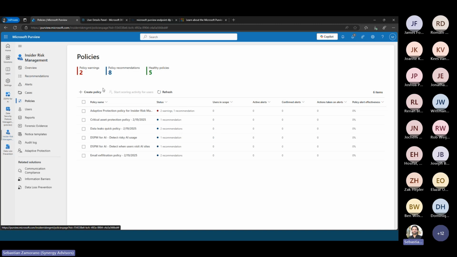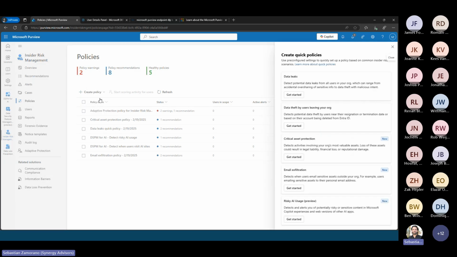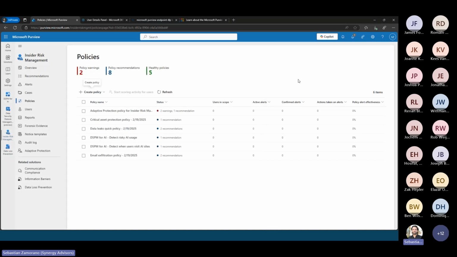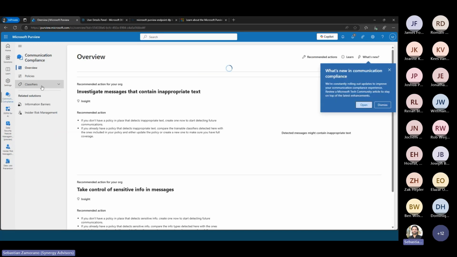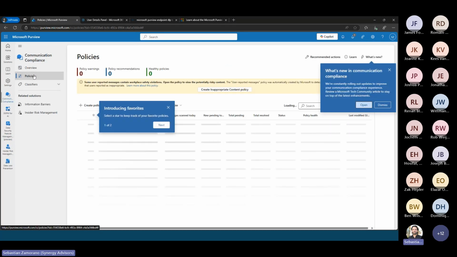This was changed only a short time ago. We have this quick policy. And with quick policy, we have some things that we can do very quickly to start configuring and getting the information from our site. I have my insider risk management. I have my DLP. I need to set some policies on communication compliance.